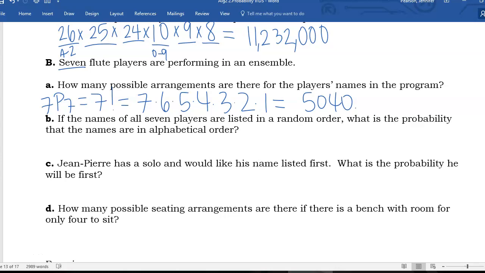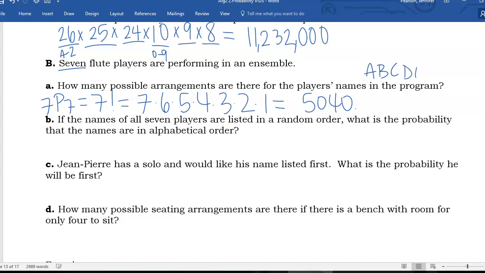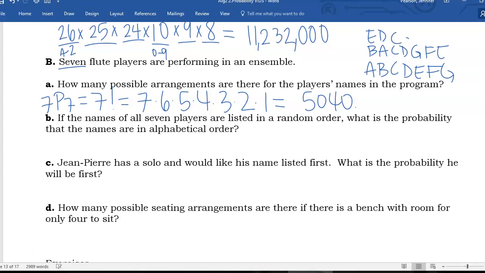If the names of all 7 players are listed in a random order, what is the probability that the names are in alphabetical order? So alphabetical order would be like A, B, C, D, E, F, G, right? Let's just pretend everyone started with those letters to make it easy, right? A, B, C, D, E, F, G. Now, what we figured out in letter A is that there's 5,040 ways to arrange these letters. Like you could go B, A, C, D, G, F, E. And then you could go like E, D, C, G, B, A, F. Sure. If I kept going and every single way there was to do this, there's that many of them.